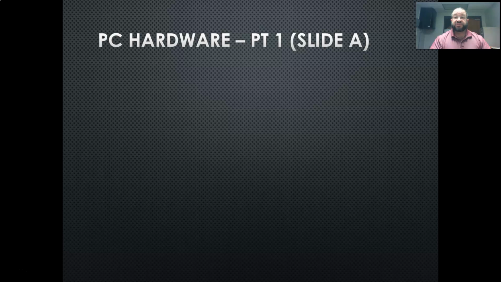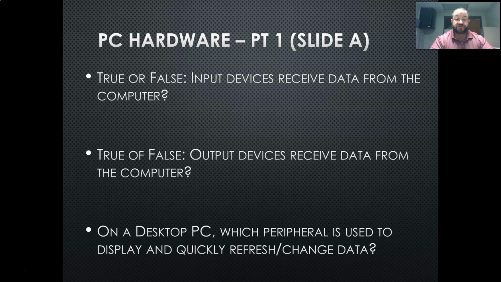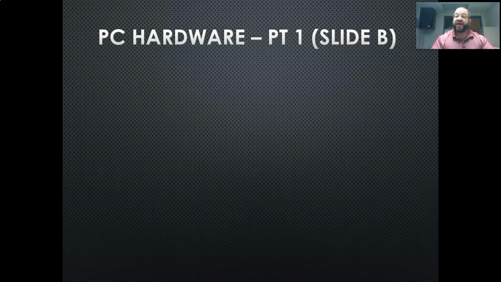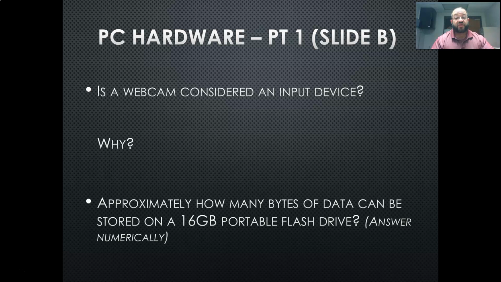Well, there you go. That brings us to our first exercise, our first activity on PC hardware. You've got a true or false question, another true or false question, and then you have to think about which thing we talked about gives us visual information. And on slide B, because there are two slides here, you have a question there, and don't forget the why. The why is important. Don't just give me an answer without the why, because it's part of the question. And then you've got a quick thing where you're asked to figure something out and tell me numerically, in other words, with numbers, maybe a zero or a few zeros.